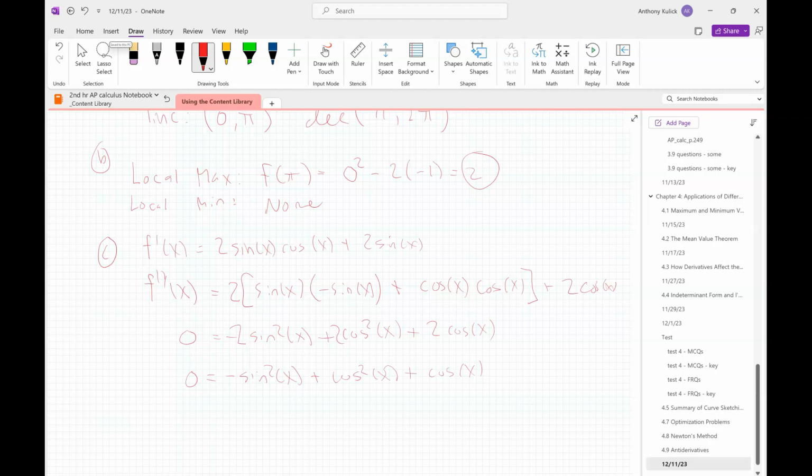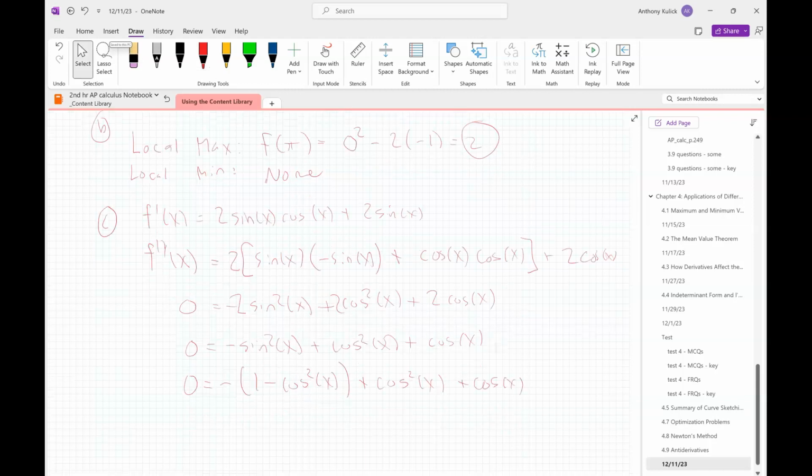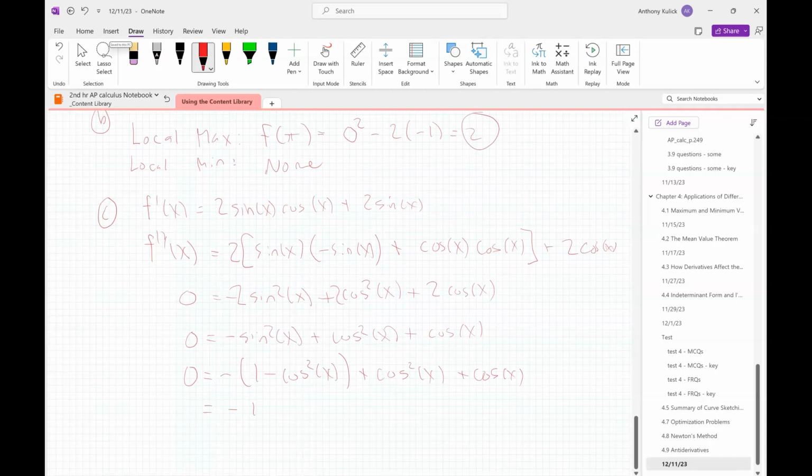Sine squared plus cosine squared is 1, but we don't have that. We have negative sine squared plus cosine squared. What you should do is take sine squared and turn it into 1 minus cosine squared to get everything in terms of cosines. And then we distribute the negative through. The cosine squares do not cancel. So when we combine like terms, we have 2 cosine squared x plus cosine x minus 1.